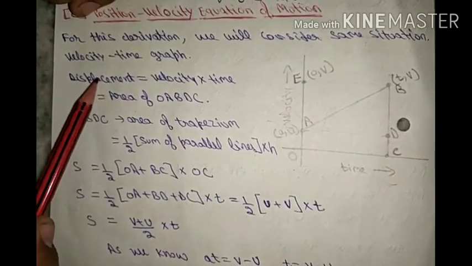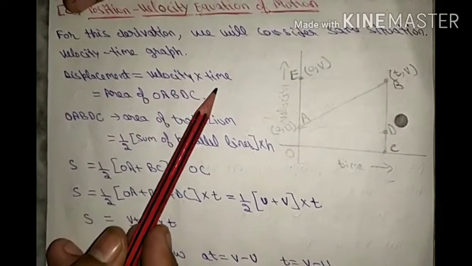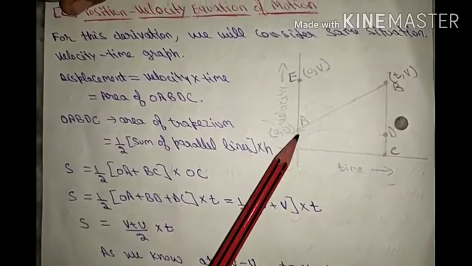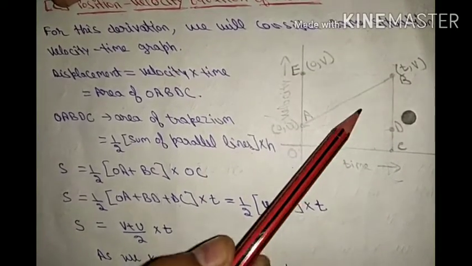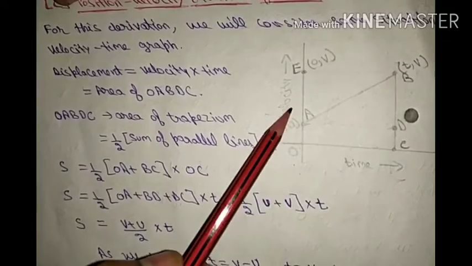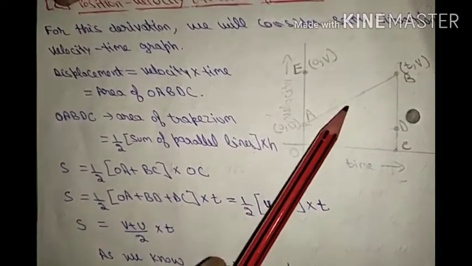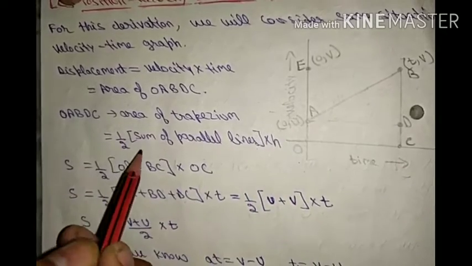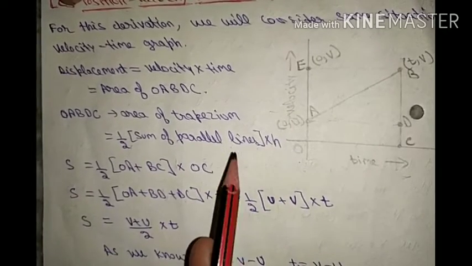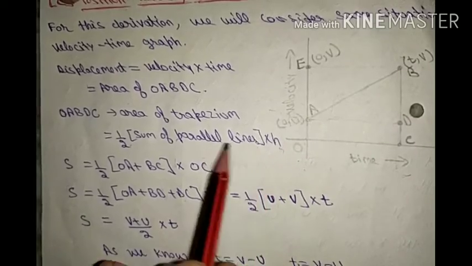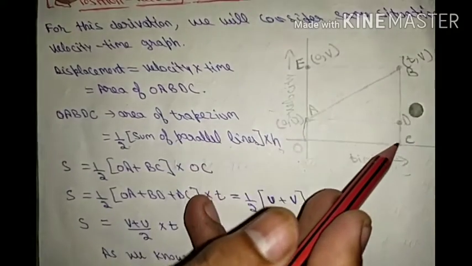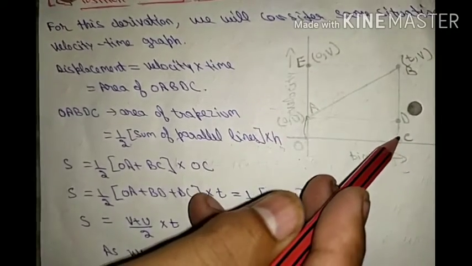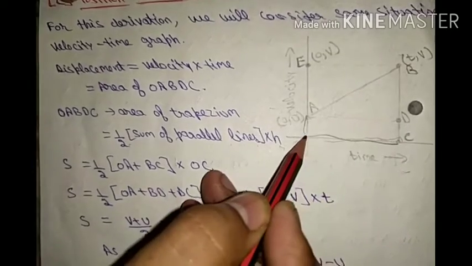And we also find displacement here, that is equal to velocity into time, and that is equal to area of OABC. But now we don't split the area into two parts, we take the area of the whole trapezium. So you know what is the area of trapezium? That is half into sum of parallel lines into height of the trapezium. So find the parallel lines here. These two lines are parallel and they are separated by this distance, which is the height.